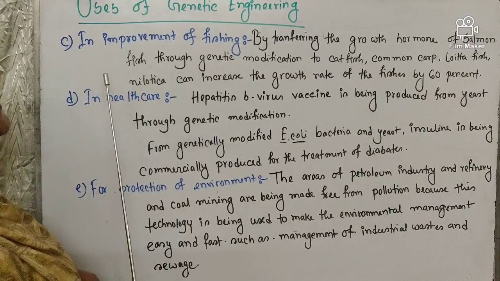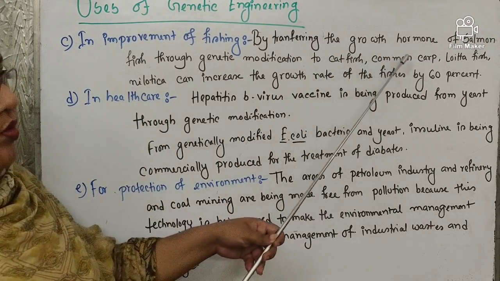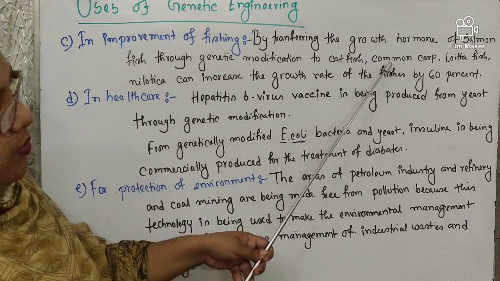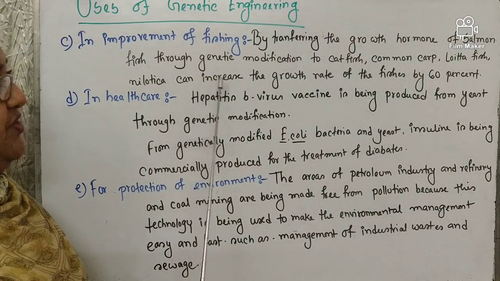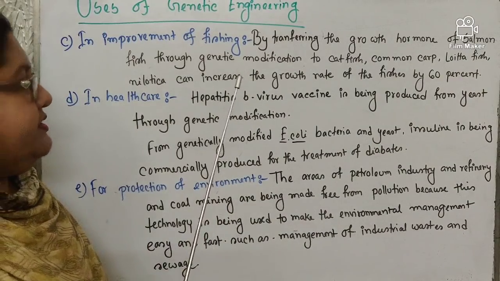Now, uses of genetic engineering in improvement of fishing. By transferring the growth hormone of salmon fish to catfish, common carp, loach fish, and tilapia, it is possible to increase the growth rate of these fishes by 60%.